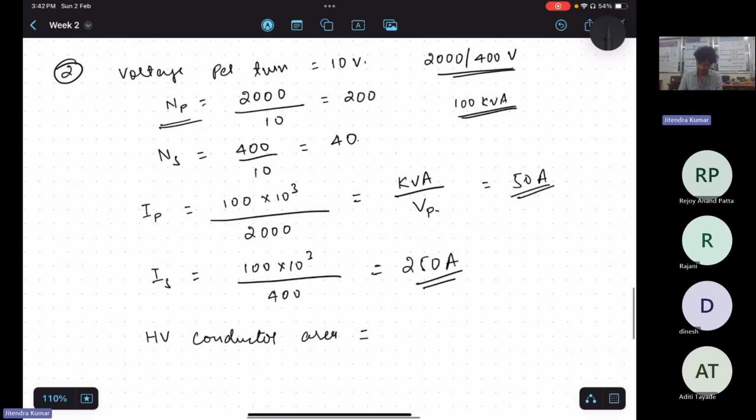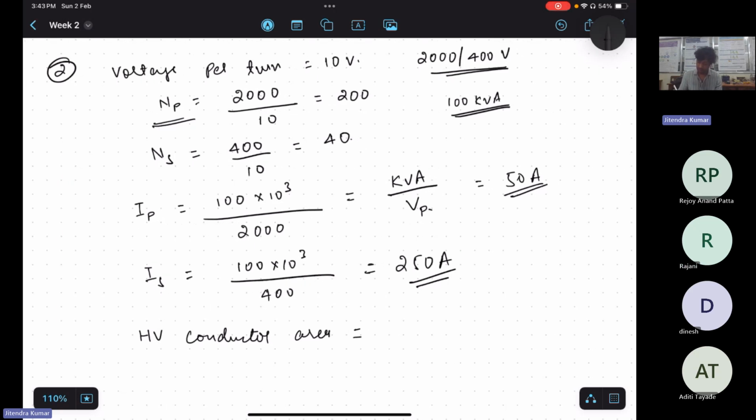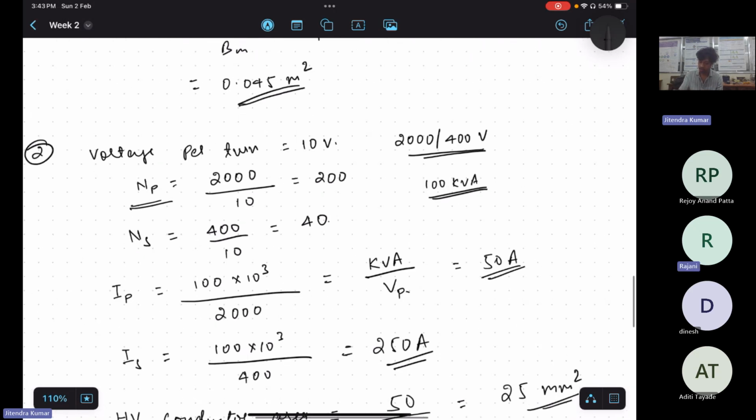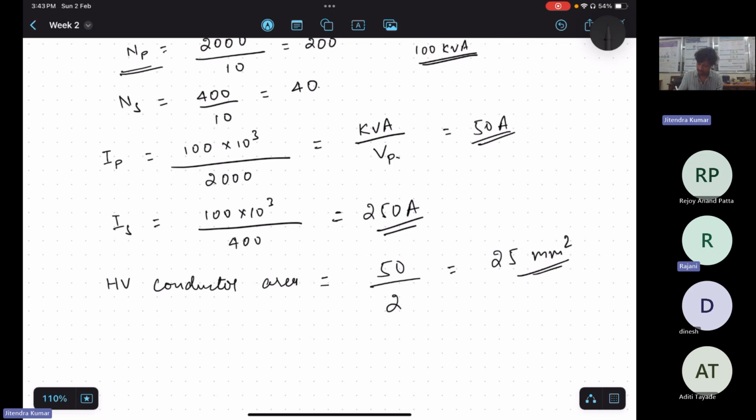So in the primary winding, or on the high voltage side, our current is 50 amps and current density is 2. So the conductor area is 25 mm square, because current density is generally given in ampere per mm square. Do not get confused here. That is a very standard unit of current density.